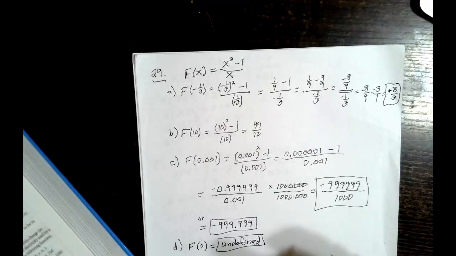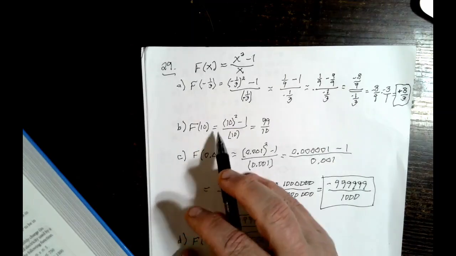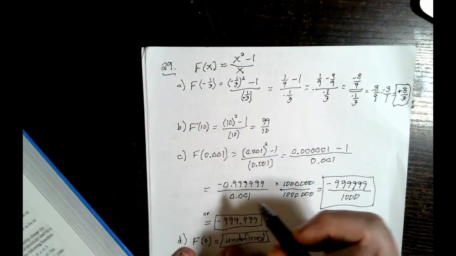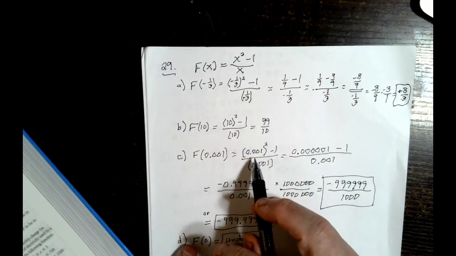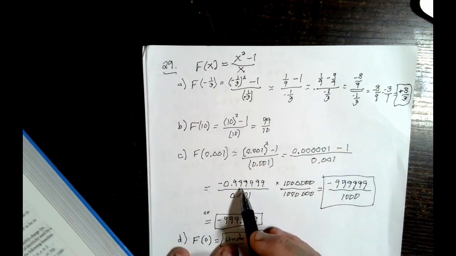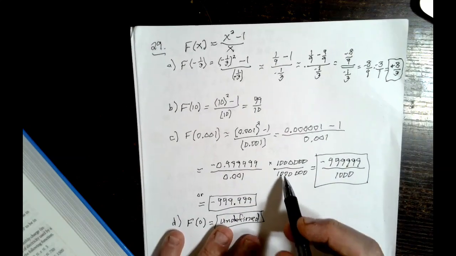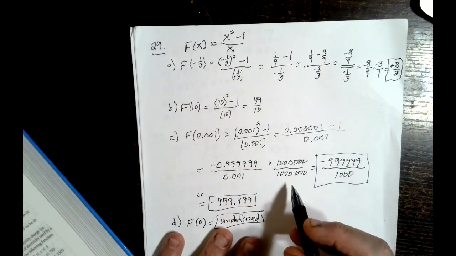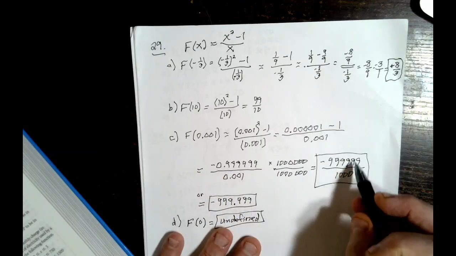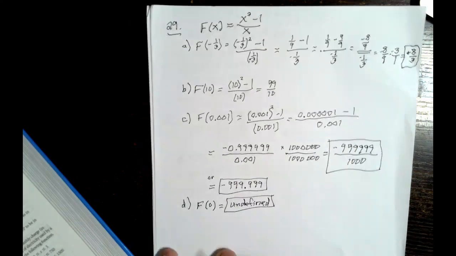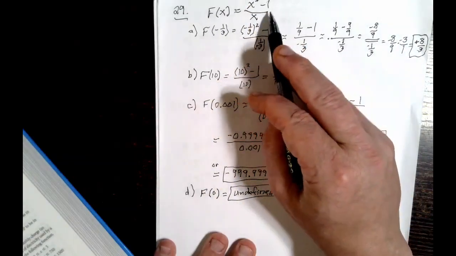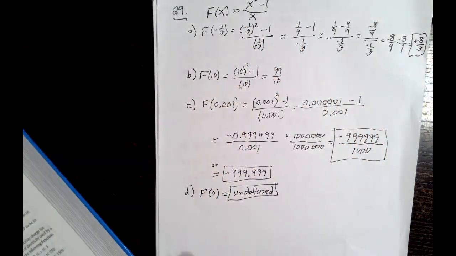Yeah. And so B says plug in a 10, so you put a 10 in there for each of these x's, and you simplify and you get 99 over 10. This one, you plug in 0.001, square it, minus 1 over itself, and you get this guy, and you've got to be careful with all of this. Eventually I multiplied by 10 million to get rid of all these digits, and you end up with this guy, or more simply that. Now they ask you what's f of 0. Well, you plug 0 in here, and you're going to be dividing by 0, and you can't do that.